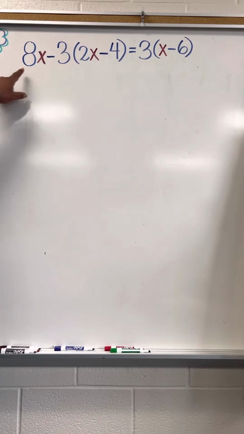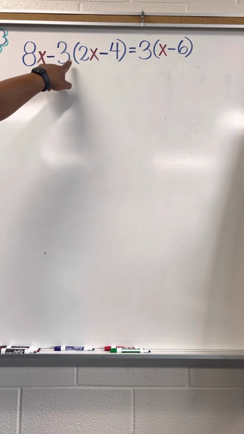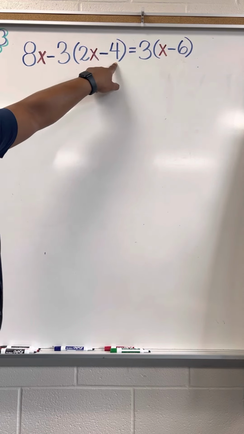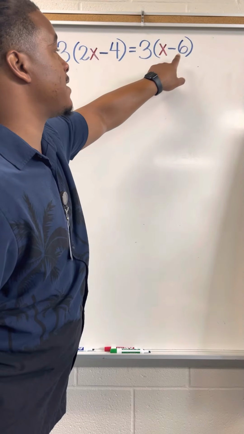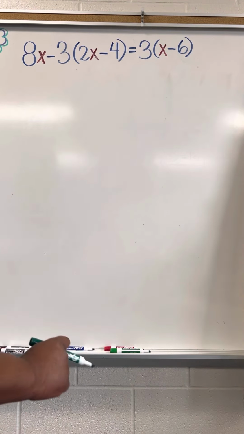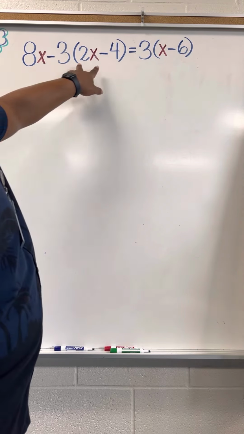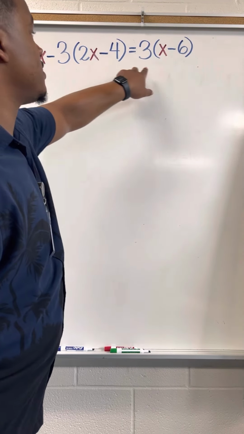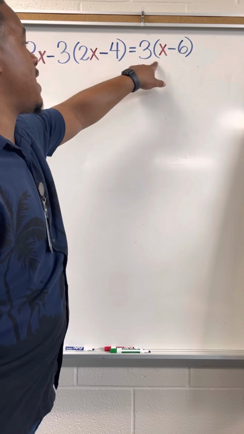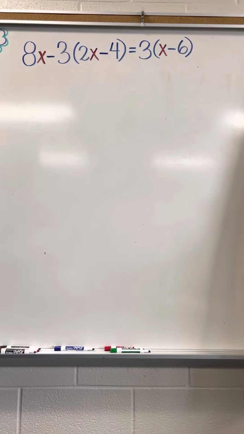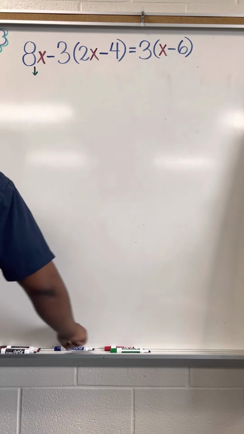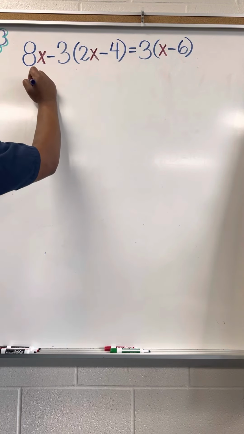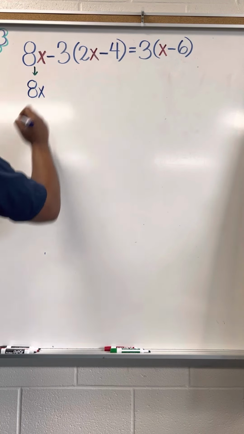We have 8x minus 3 times parentheses 2x minus 4, parentheses close, equals 3 times parentheses x minus 6. The first thing that we got to do, guys, is we have to distribute everything that's within the parentheses with the number that's attached to the parentheses on the outside, okay? So let's go ahead and start that process right now. 8x, we can just bring that down.